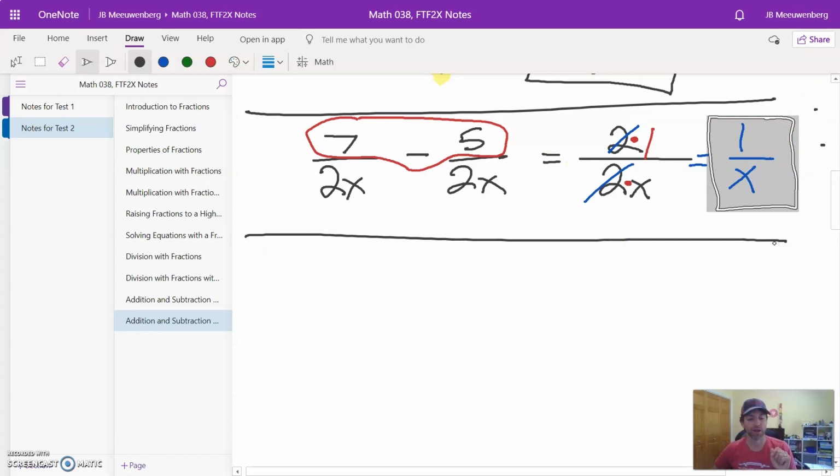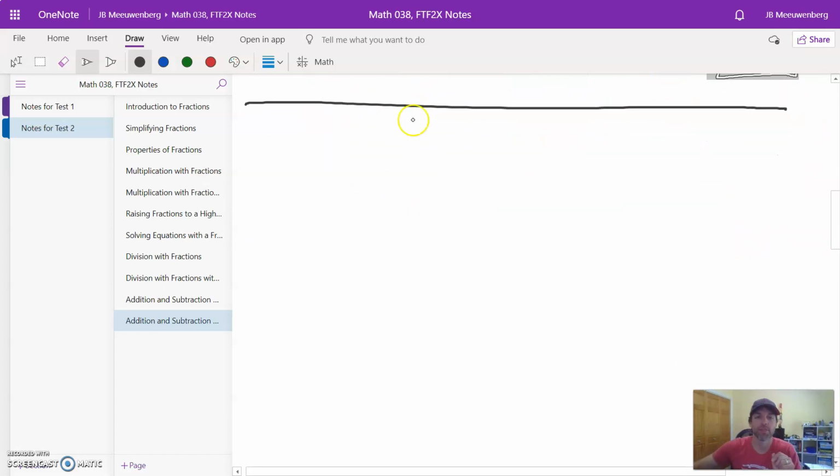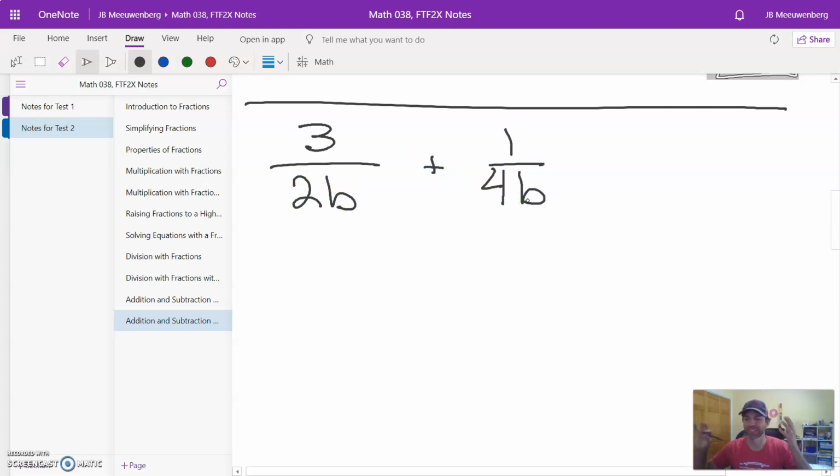Okay, let's try another one. They're going to get more fun. 3 over 2b plus 1 over 4b. I'm using all sorts of different variables, letters. It doesn't matter what letter. It just means a number that we don't know what it is. So, pause and try it.